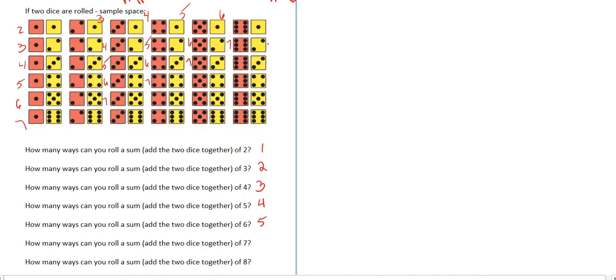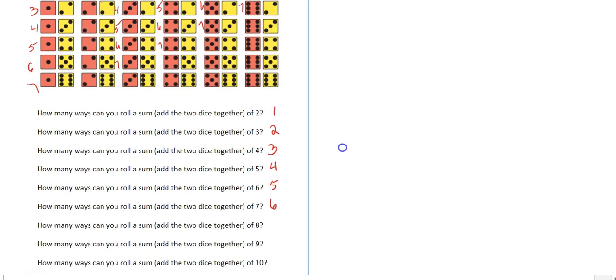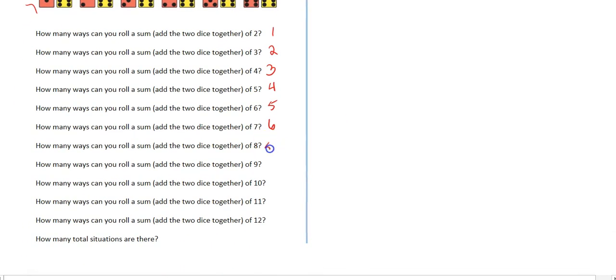And you can start to see a pattern here. If you want to keep counting for yourself, you can, and you can see this pattern, and then there are 36 total situations. So 36 total sample spaces.